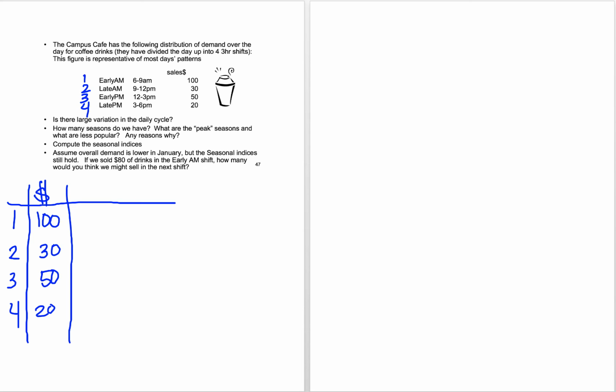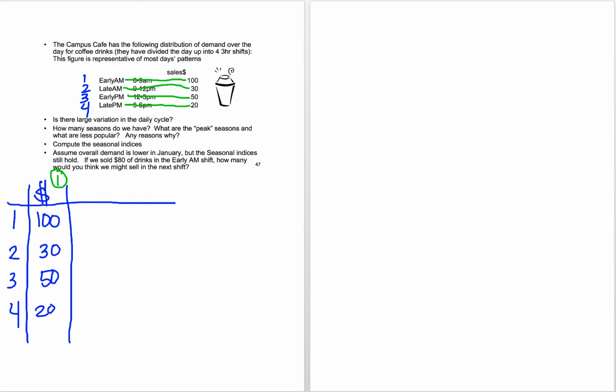average. And in this case, we're actually given the seasonal average. We're saying that for the early season of early AM, we have average sales of 100. For season of late AM, we have average sales of 30. For season early PM, we have average sales of 50. For late PM, we have average sales of 20. So in this case, we are given step 1.